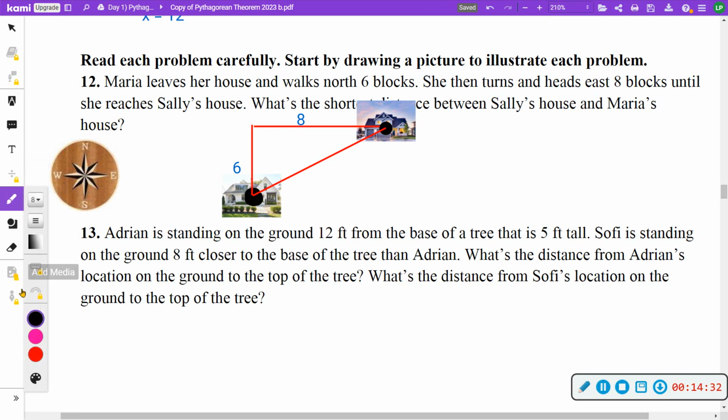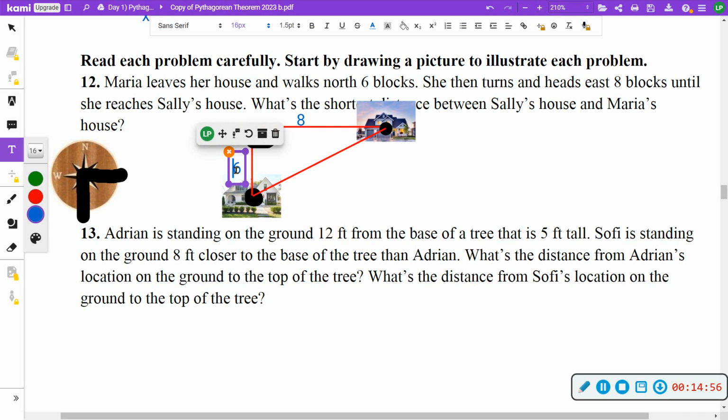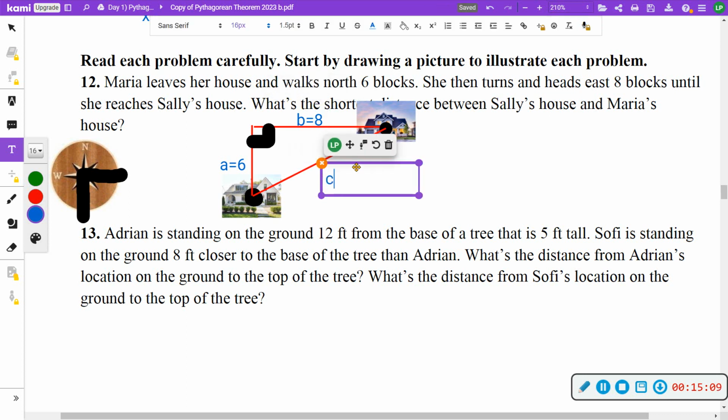And we know that this is 90 degrees because we walk straight north, straight east. And when you're walking straight north, straight east, that makes 90 degrees because there's only 4 directions and all of them add up to 360. 360 divided by 4 is 90 degrees. So I would say A is my 6, B is my 8, and I could have gone B is 6, A is 8, but this one has to be C, the hypotenuse.